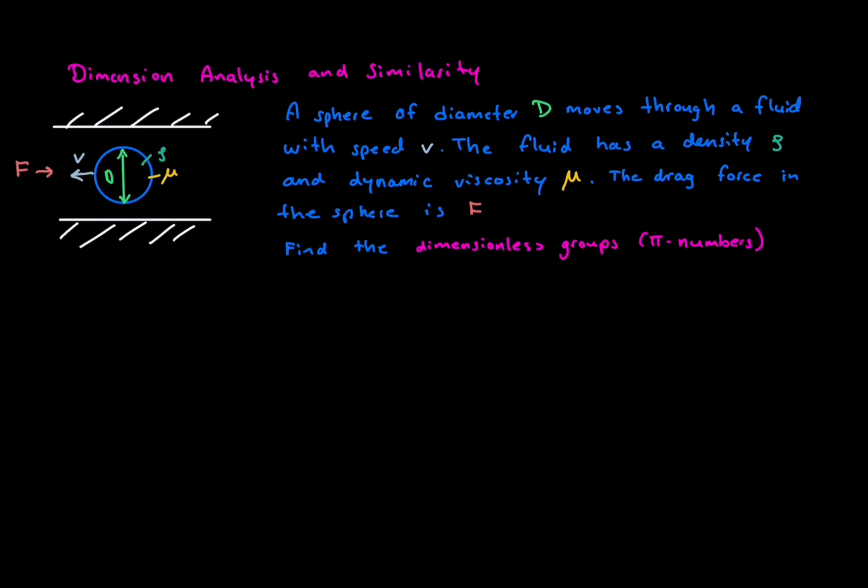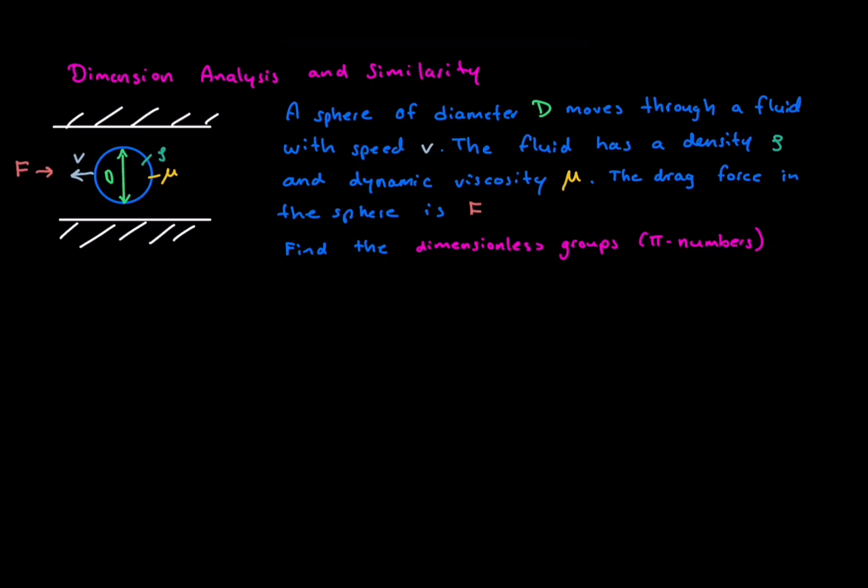We start by clearly defining the problem. Assume the drag force on a body depends on density, dynamic viscosity, velocity, and a characteristic length. Our variables are force F, density RHO, viscosity mu, velocity v, and diameter d. Before doing anything else, we convert everything into SI base units.